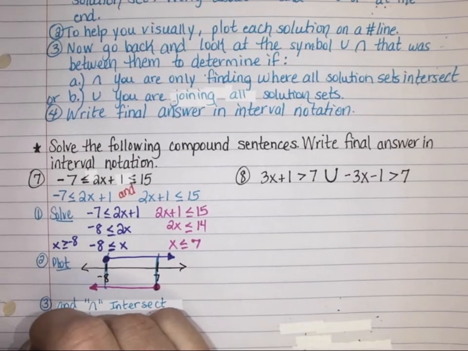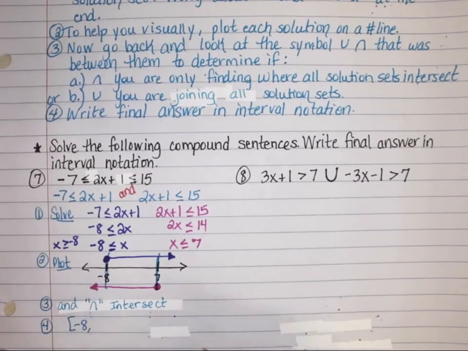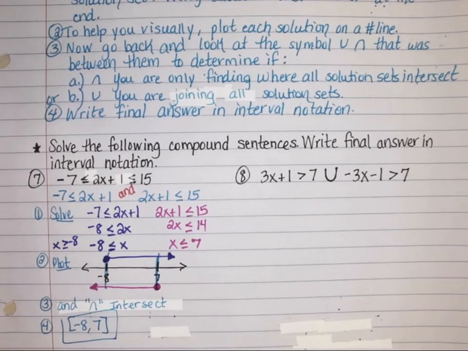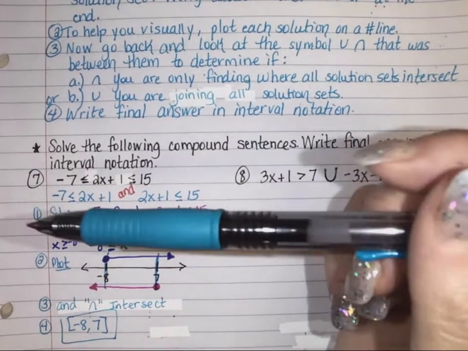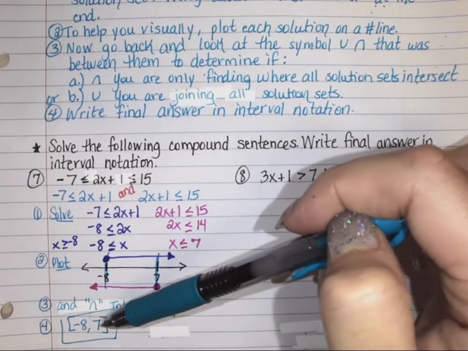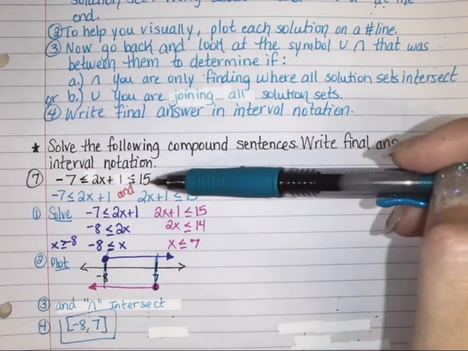So number 4, write your final answer in interval notation. It goes from -8 with a bracket to 7 with a bracket. This solution set just simply means any number from -8 to 7, including them, will work in this inequality.